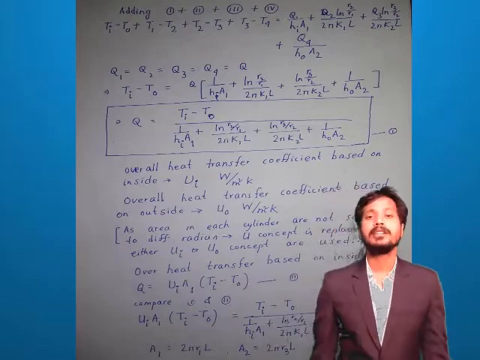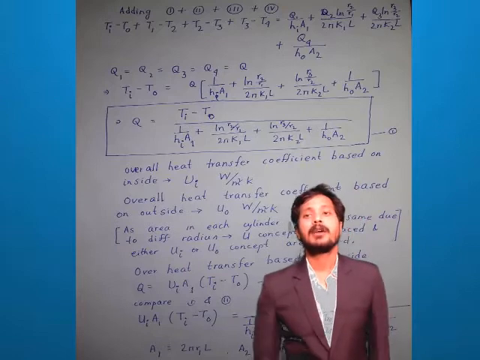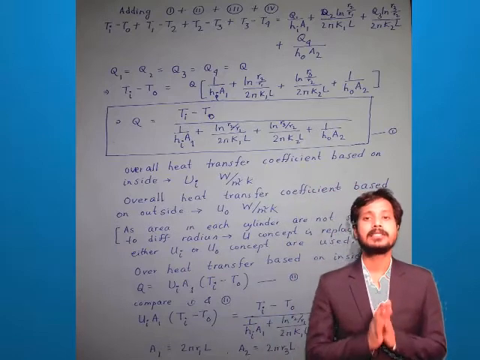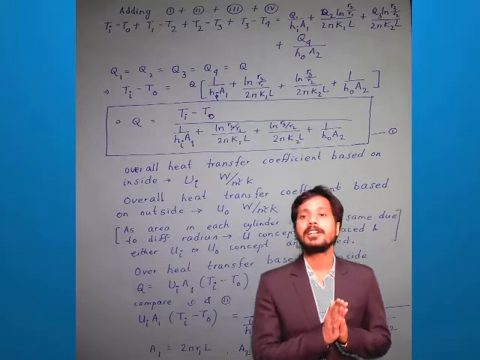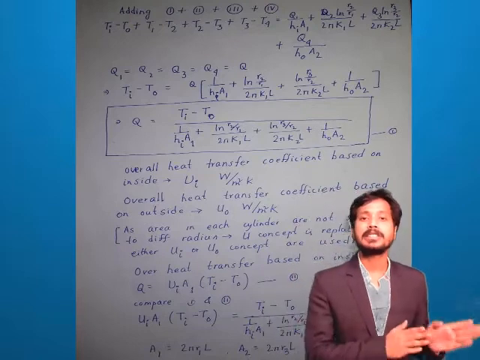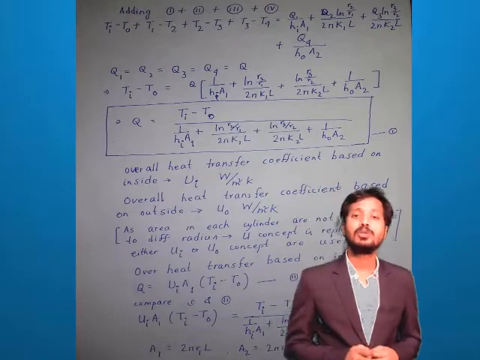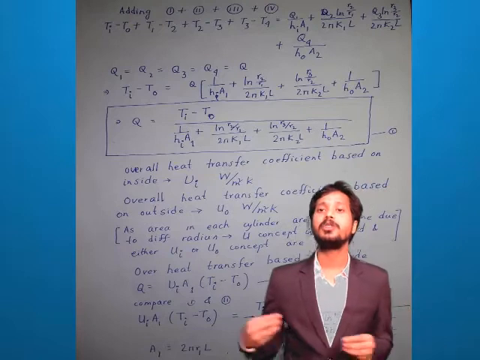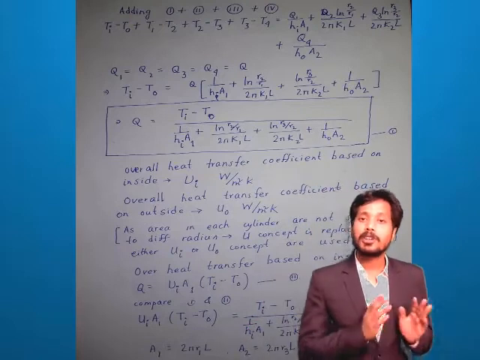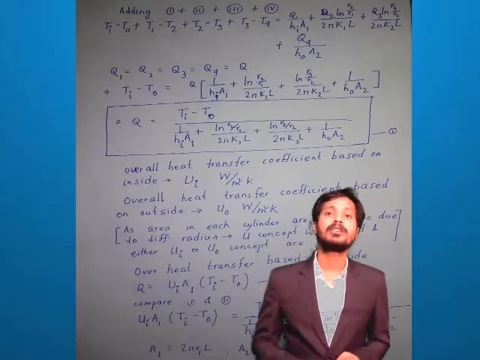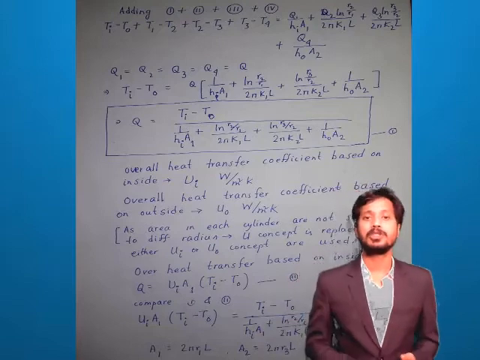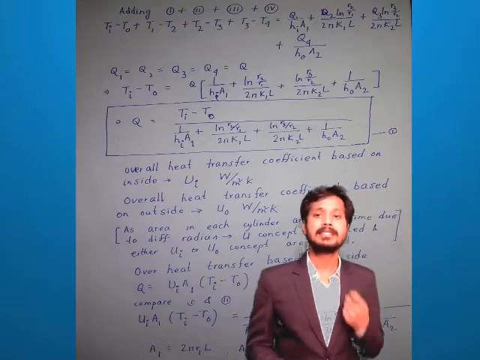So here again we take the same thing: the amount of heat transfer remains the same, because whatever heat transfer occurs from inside to the first wall, through the first wall the same heat will be transferred, and from the second wall to the ambient air also the same heat will be transferred. So overall heat transfer remains the same.